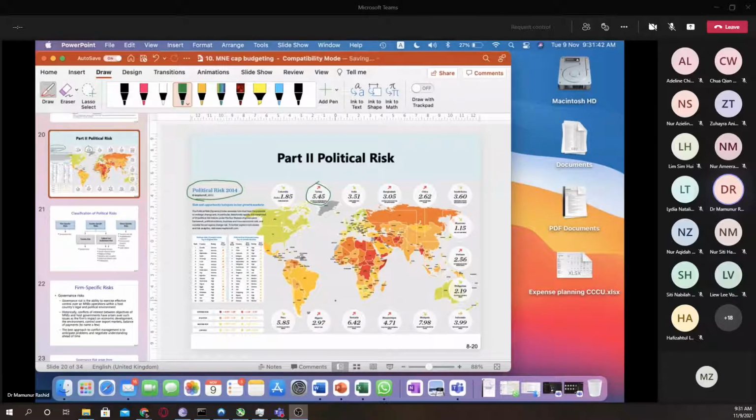As I told you in the first class of international business, red doesn't always mean that you will not go to that country. Even Vietnam, you see, is a red color. Bangladesh is a red color. Doesn't mean that they are not getting investment.